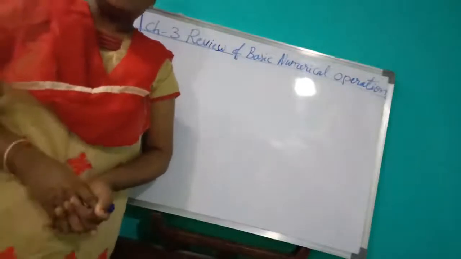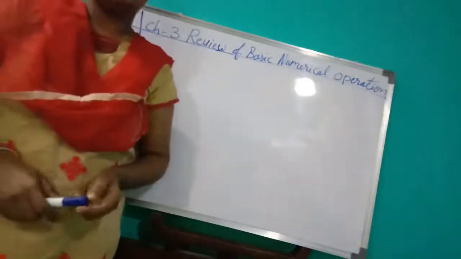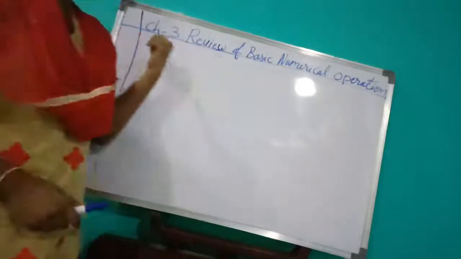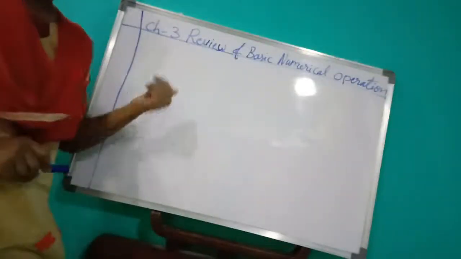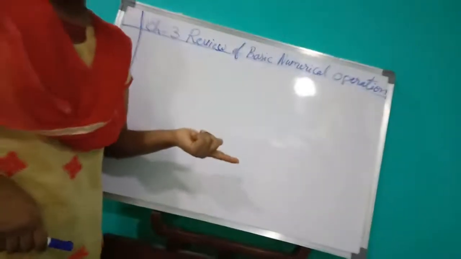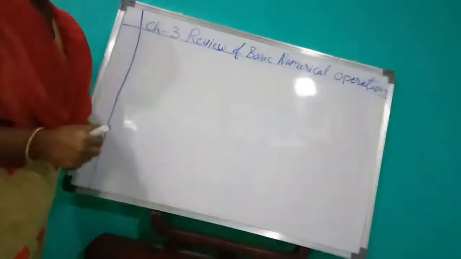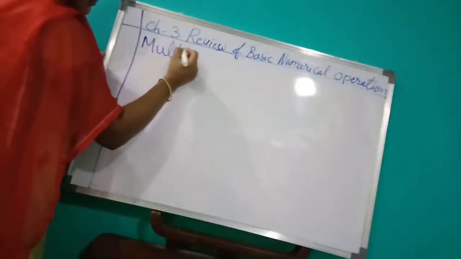Coming to the point, children, what did you learn in the last class? Subtraction. Which chapter number is it? Chapter number 3, Review of Basic Numerical Operations. In this chapter, you already learned addition and subtraction. Today I will explain multiplication.